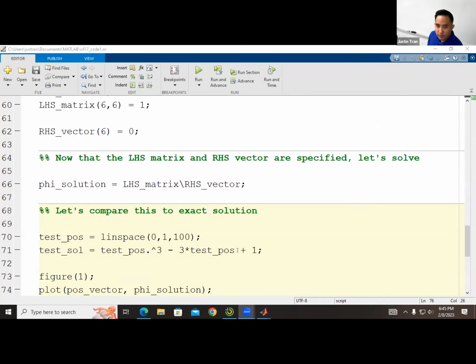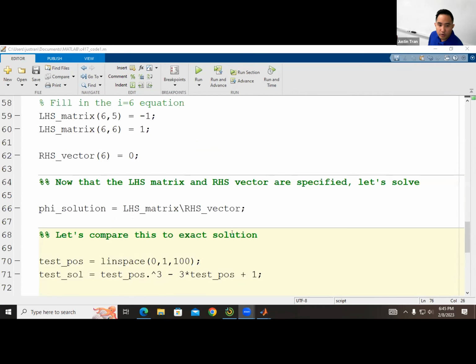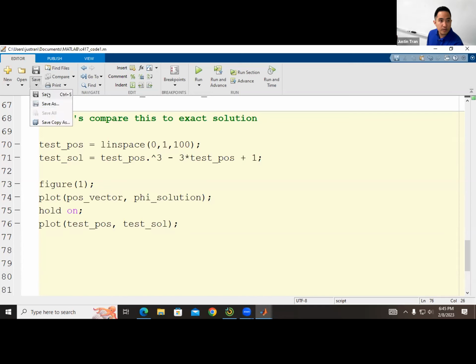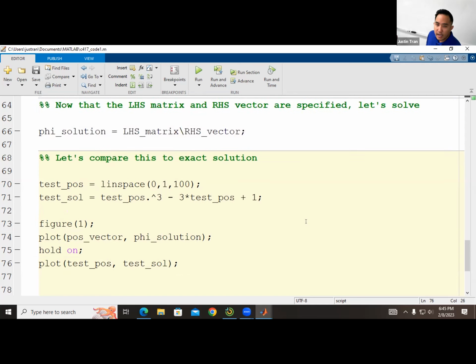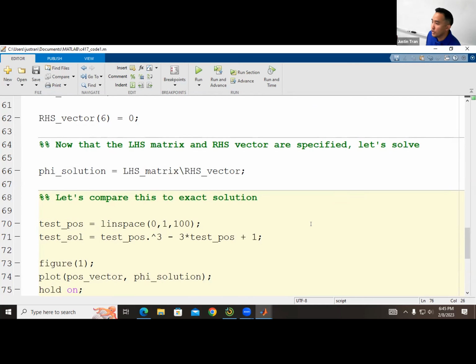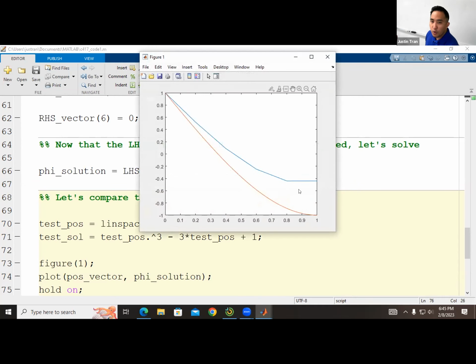I know we did it kind of fast, so let me save this code. I'll upload this code onto Canvas if you want to take a look at it. On Monday, we'll open up this code first thing, and talk about how you can make this more general and modify the number of nodes in real time. What you should see on Monday is that as we increase the number of nodes from 6 to 10 to 20 to 25, our finite difference solution in the blue should get a lot closer to the exact solution.